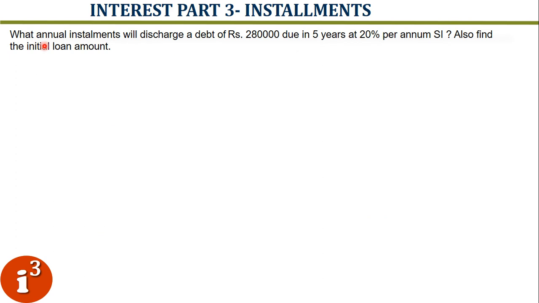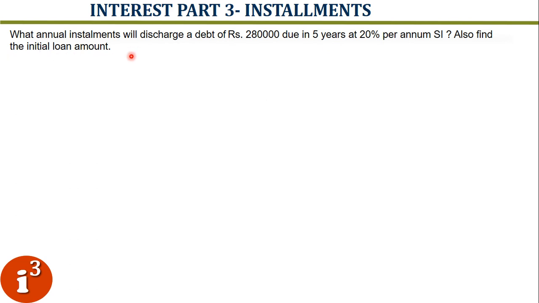This is the question: what annual installments will discharge a debt of rupees 28,000 due in 5 years at 20% per annum simple interest? Also find the initial loan amount. So this should have been 28,000. It's written as 2,80,000, but it should have been 28,000. So what annual installments will discharge a debt of rupees 28,000 due in 5 years at 20% per annum simple interest? Also find the initial loan amount.